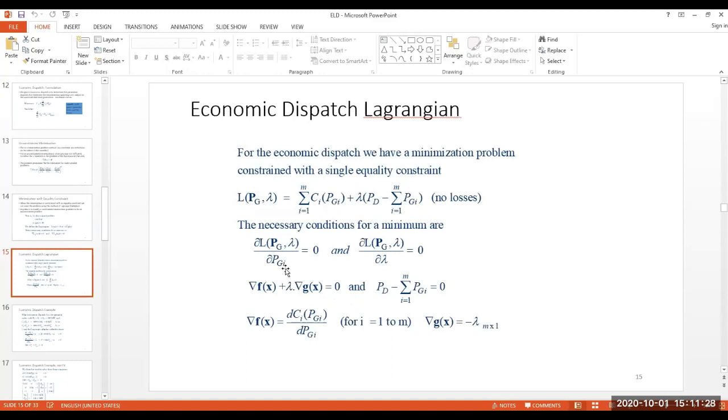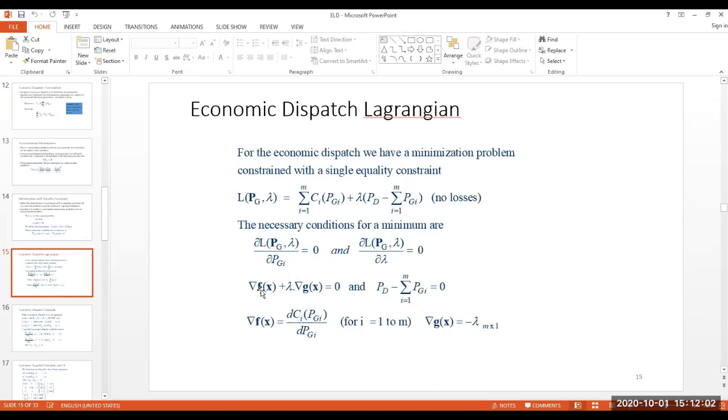So the necessary conditions, again: you have to calculate the partial derivatives or the gradients, and you have to equate them to 0. After you calculate this, in general, this is what you get back: the gradient of f of x plus lambda times the gradient of g of x. We have already shown this for the earlier example today. And the second condition always gives you back the equality constraint, g of x is equal to 0.